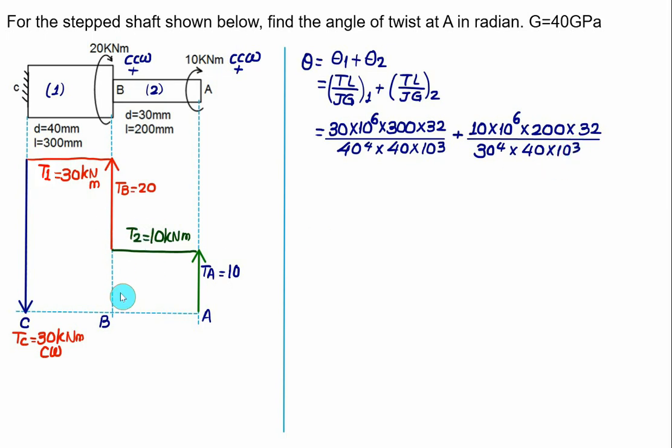Both these torques are positive because they are above the zero reference. So if you construct a diagram above the zero reference, you have to treat both values as positive. So in one step, we will get the total angle of twist with respect to C equal to 1.52 radian. You require the answer in radian, so you have to give the answer in radian only.